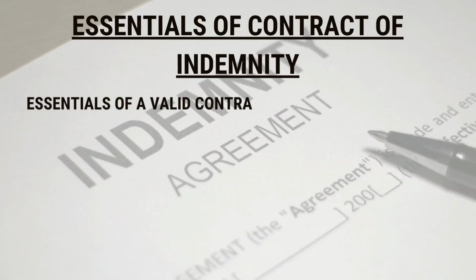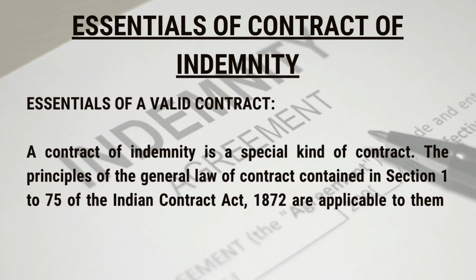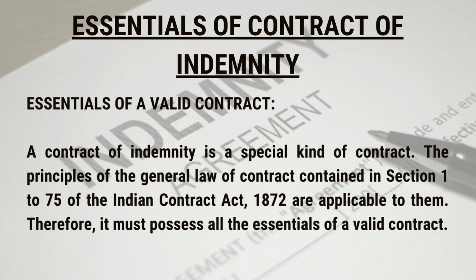Fourth, yes, it should have the essentials of a valid contract. We cannot ignore Sections 1 to 75 of the Indian Contract Act, 1872. They are very much applicable to these contracts. That means when we talk of essentials, we must know: legal object, capacity to contract, he must not be a minor, he must not be of unsound mind, and consent should not be induced by coercion, undue influence, fraud, misrepresentation, or mistake. All those essential elements must be present in this contract.